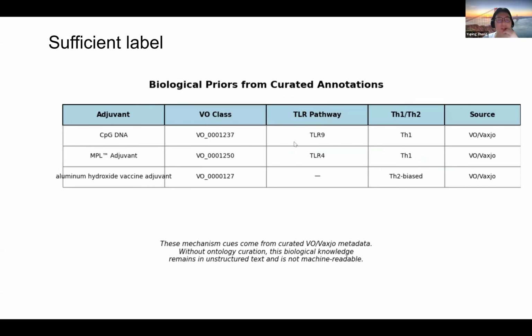Continuing on those labels, we could have the adjuvant class, the TLR pathway, and TH1, TH2 bias information. This mechanism from very curated metadata, we could use to boost our model's performance. With all those structures, the next question is how to design an algorithm to learn them.